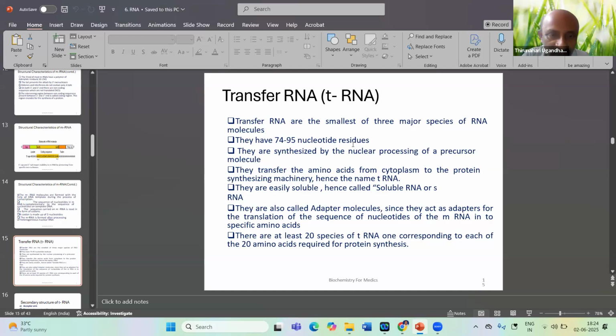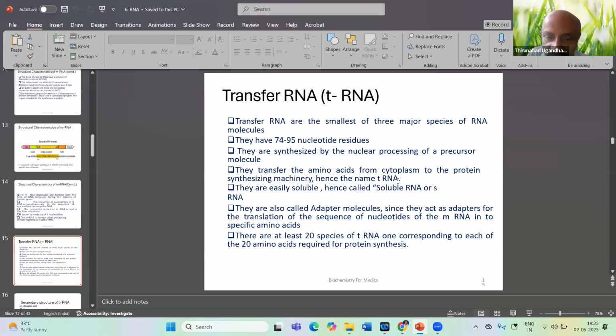They are synthesized by nuclear processing of precursor molecules. They transfer amino acids from the cytoplasm to the protein synthesizing machinery, hence the name tRNA. Transfer of amino acids is the major function. They are easily soluble, hence they are called soluble RNA or sRNA.